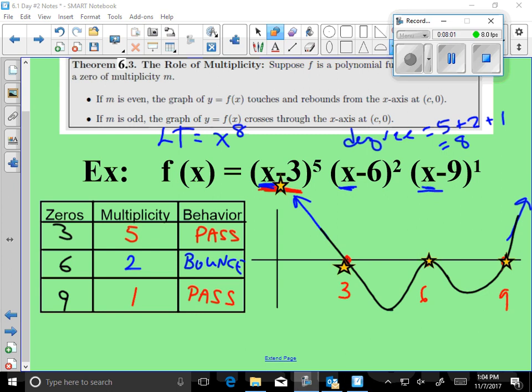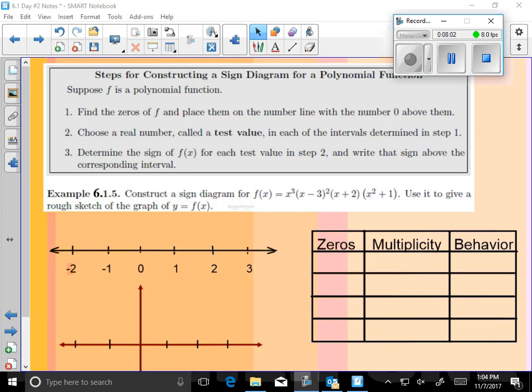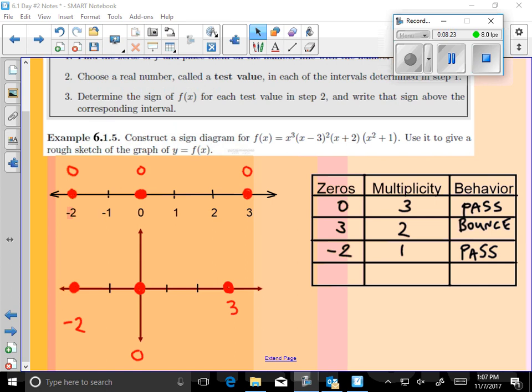That thing keeps disappearing. All right, with a neighbor, I would like for you to take a minute and write out all the zeros, all the multiplicities, all the behaviors, and then we're going to do what's called a sign chart together. So take a minute, fill in the chart. If you want to try to graph it, you can, but we'll come back together and look at it.